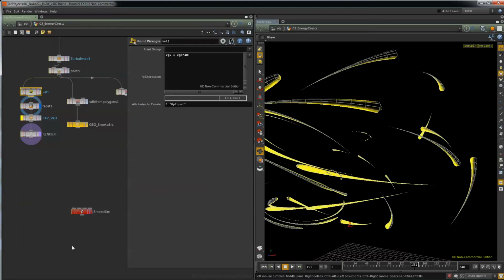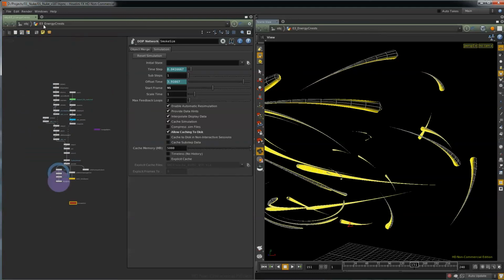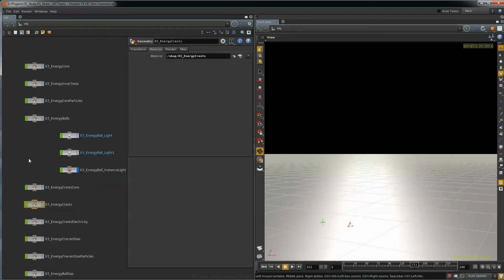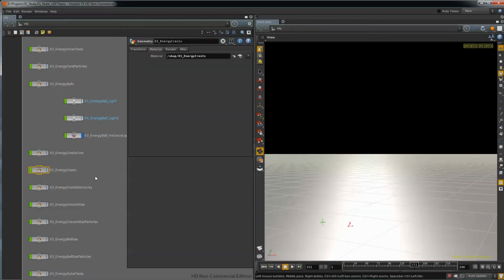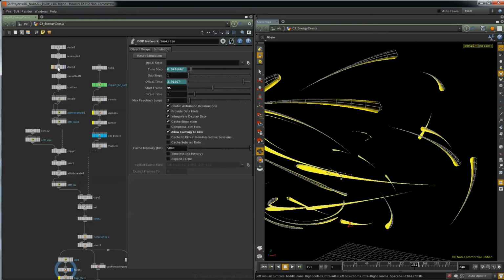I have this experimental sim here as well, but I believe I do that somewhere else. Probably crescent gas is where I continue it. So that was the crescents.